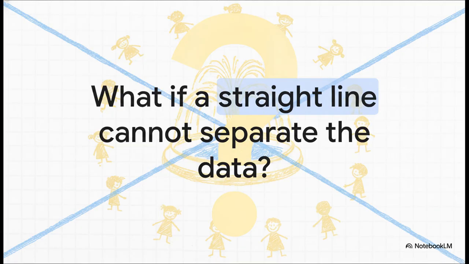But hang on, what if tweaking the strictness just isn't enough? What if a straight line literally cannot separate the data? Picture this. You're trying to draw a single, completely straight line through a playground to separate kids standing in a perfect circle around a central fountain. Because they're in a circle, a straight line is mathematically impossible. You just can't do it.